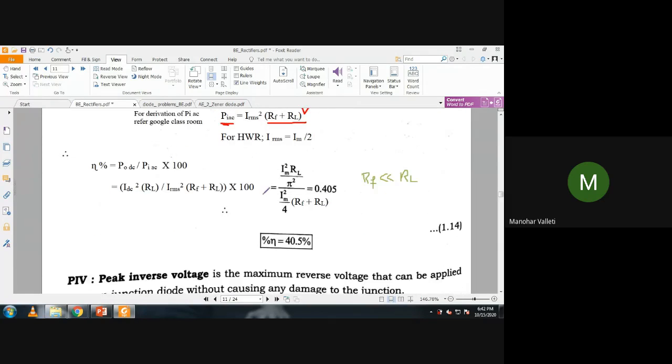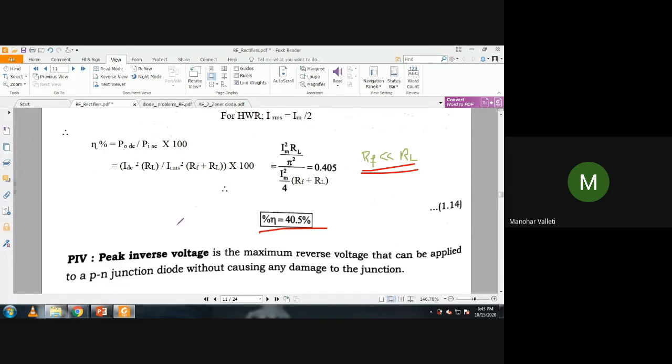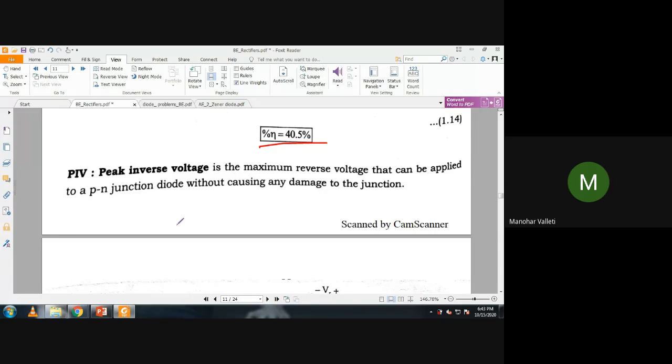If you substitute finally, and approximate that RF is much lesser than RL, you will get an efficiency of 40.5%. It means if you give 100 watts of input power, you get 40.5 watts of DC power. Almost 60 watts of power is wasted in the form of losses for the half-wave rectifier.